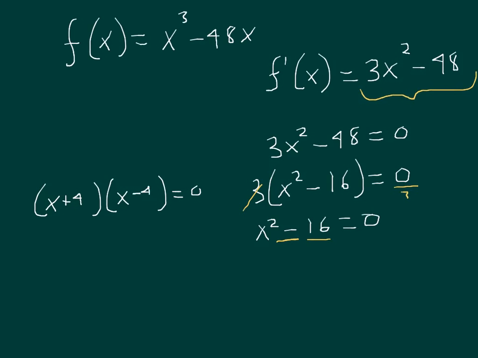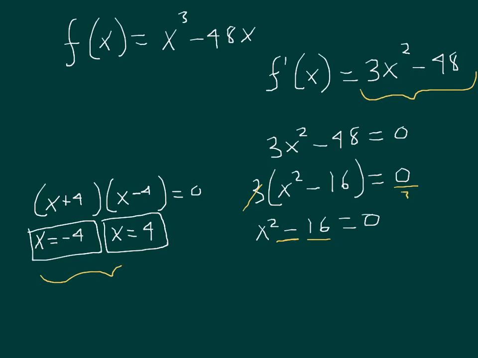So when x plus 4 equals 0, x is equal to negative 4. And when x minus 4 equals 0, x is equal to positive 4. And that's it. These are our critical points.